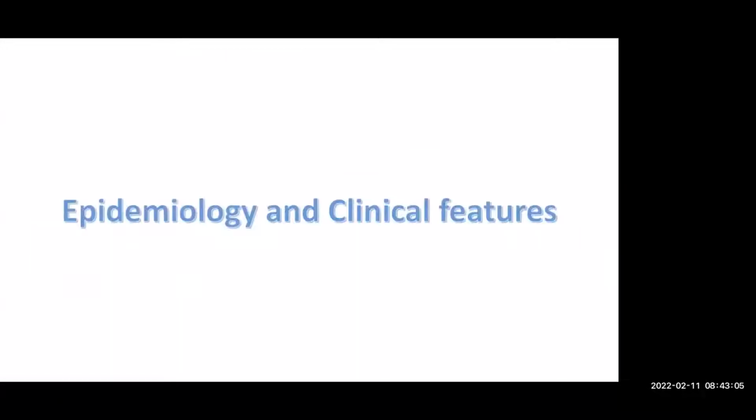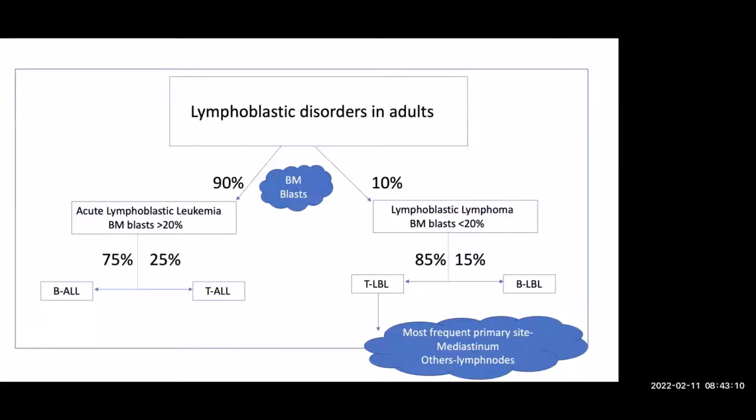Coming to the epidemiology and clinical features of T cell disorders, lymphoblastic disorders are classified as lymphoblastic leukemias and lymphoblastic lymphomas based on the bone marrow blasts. If the patient has less than 20% bone marrow blasts and predominantly extramedullary involvement, we call it lymphoblastic lymphoma. Whereas if the patient has bone marrow blasts of more than 20%, we call it acute lymphoblastic leukemia.